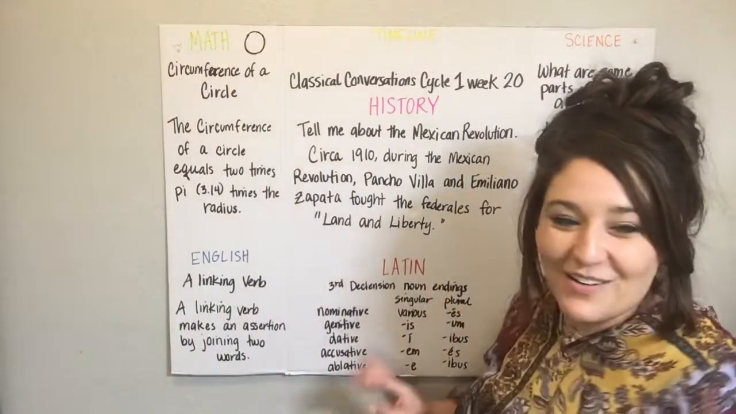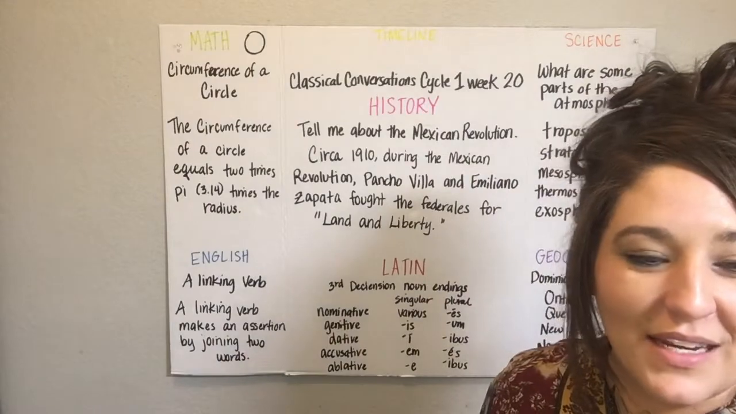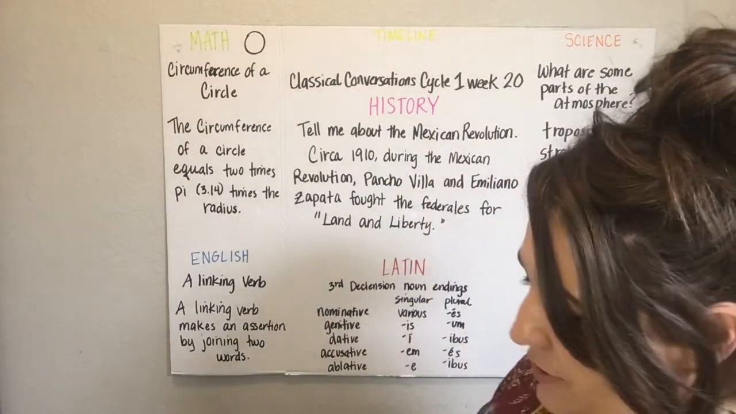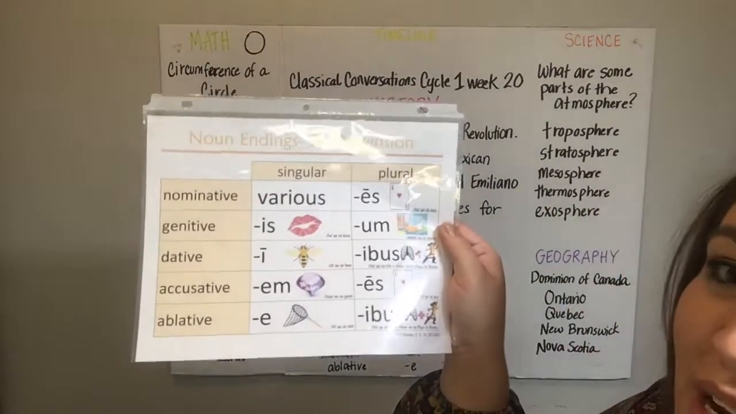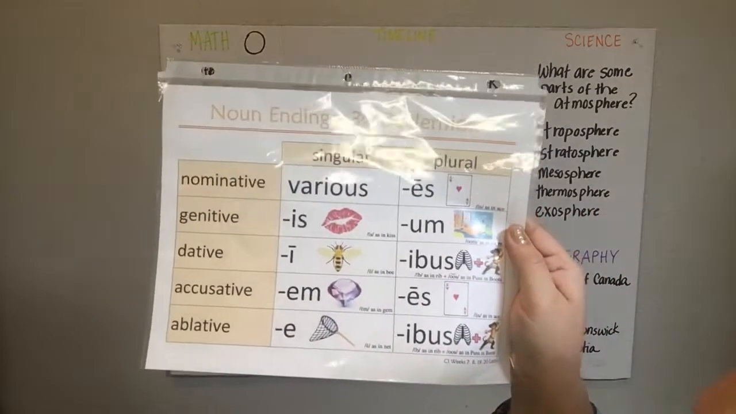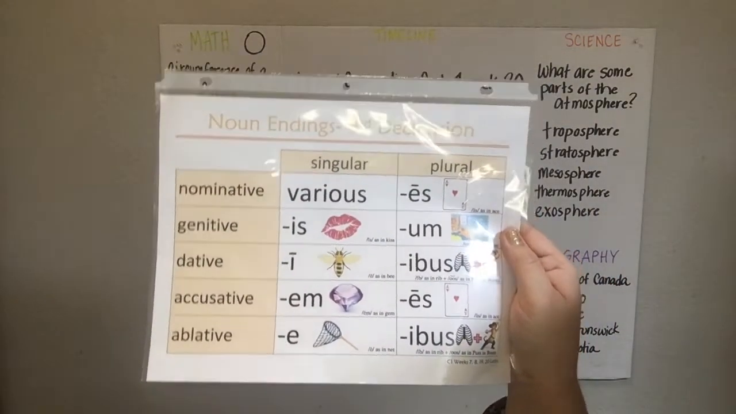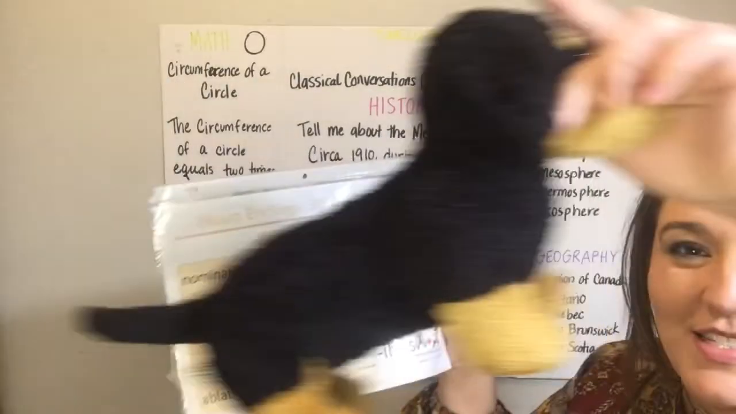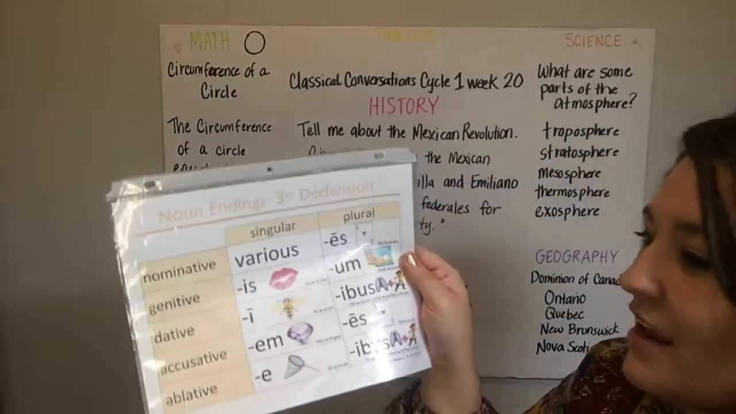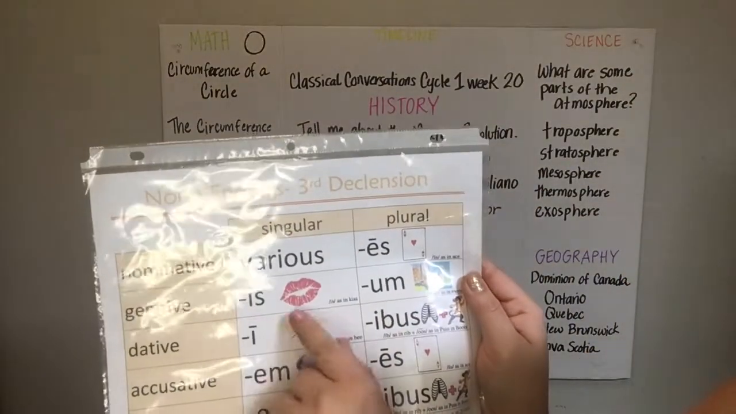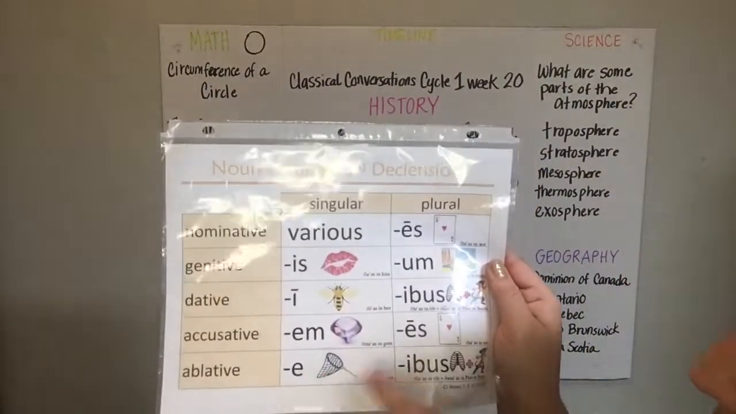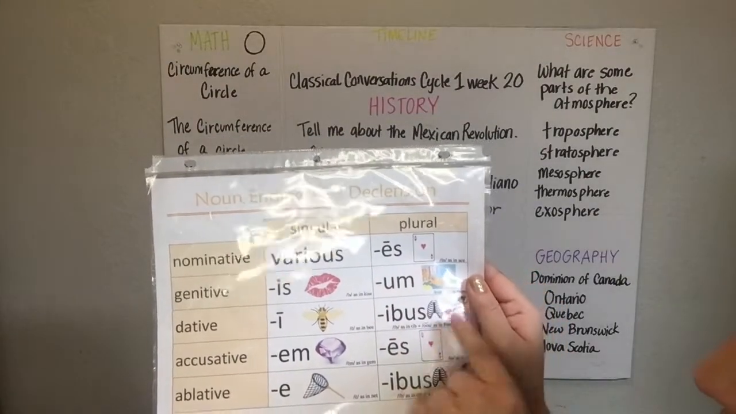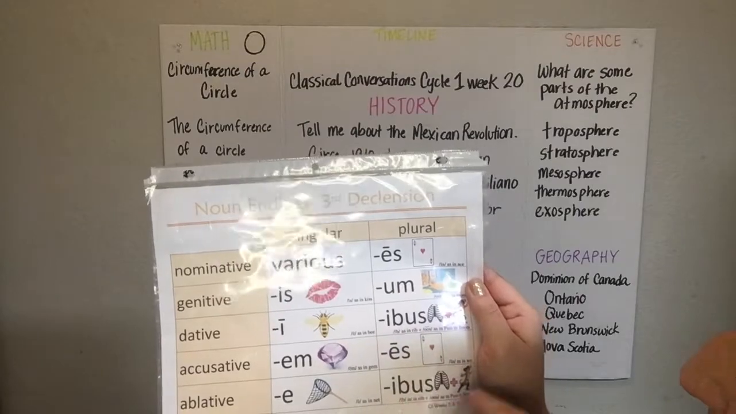Let's move on to Latin. We had third declension noun endings. We sang it to the song of B-I-N-G-O, and we have my dog, Bingo. So we're gonna use Bingo in just a second, but we had various, is, and then like a B, and then eh, and then we had ace, ibis, ace, ibis.